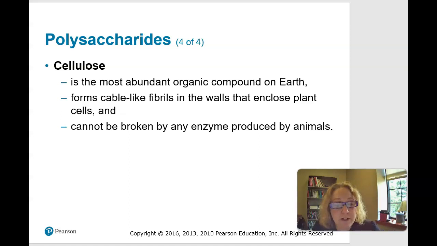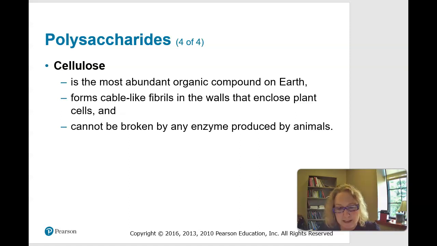Cellulose. This is the most abundant organic compound on Earth. If you're a trivia person, cellulose is the most abundant organic compound on Earth. Basically, it forms cell walls in plants. So think celery, think, anytime you have really a stem at all, it's going to have a lot of cellulose in it. It cannot be broken down by enzymes produced by animals.